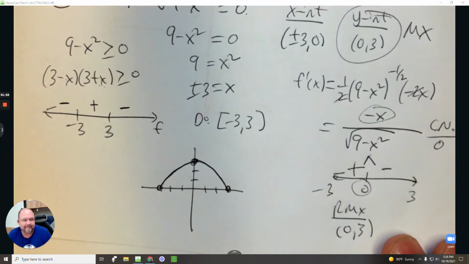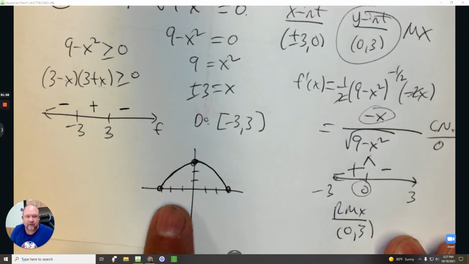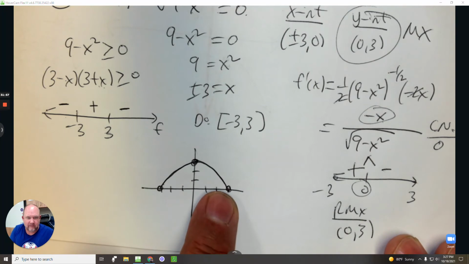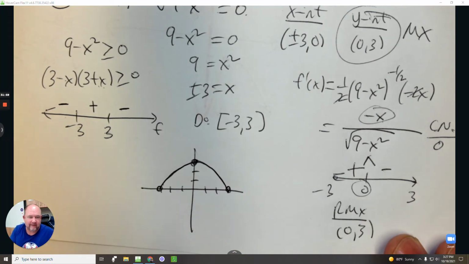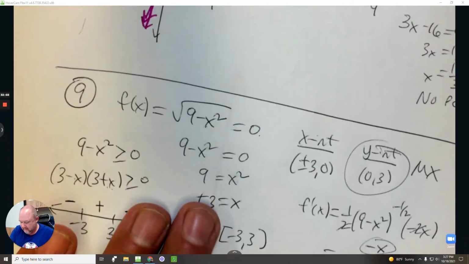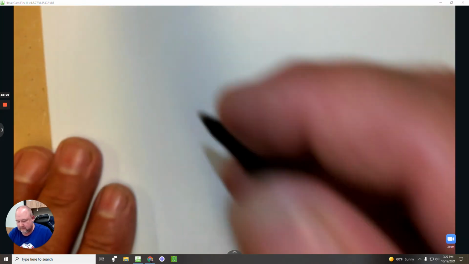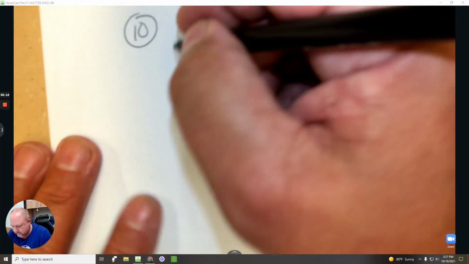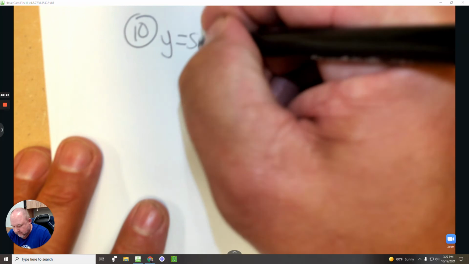And there it is. But you understood it in terms of increasing and decreasing, the ends of it, and that's it. You did use calculus to be able to graph it. Great job. Number 10. I think this will be our last one. And then I'll do a second video for the second half.